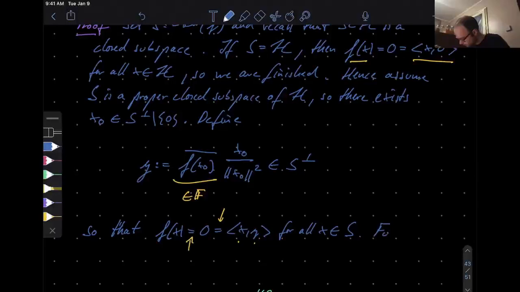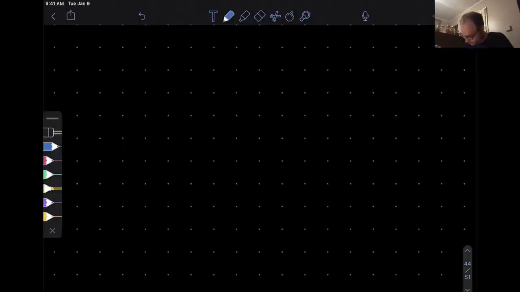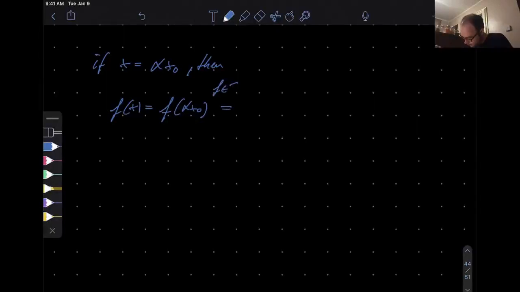Further, if x is now any multiple of x0, then let's play around here. f of x is what? So f of alpha x0. Now f is a linear functional, an arbitrary linear functional, so I can pull out that scalar. But now let's do some computations. I will write alpha x0. This sort of explains the peculiar form of my y vector up there.